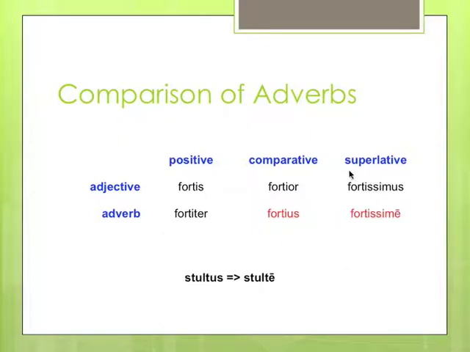We can also easily create a superlative adverb in Latin. We take the superlative adjective and we put the long e ending of adverbs on it. You may remember this is exactly what we did with stultus. Stultus means stupid, stulte means stupidly. Well, fortissimus means bravest, and fortissime means most bravely. So you make the superlative adverb by changing this us ending at the end of the superlative adjective into an adverbial ending, long e, just as we did with stultus, stulte.